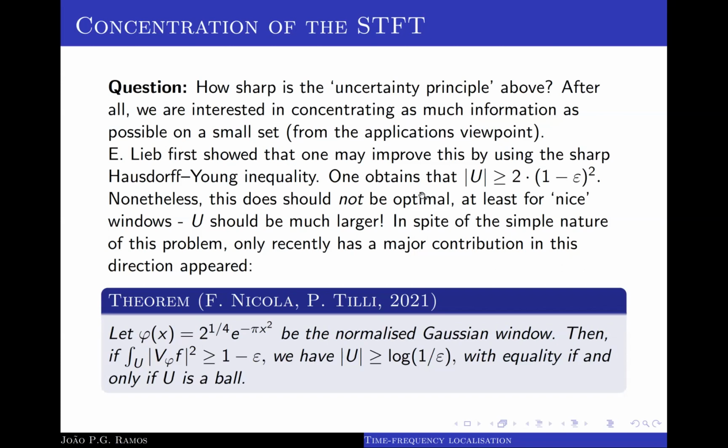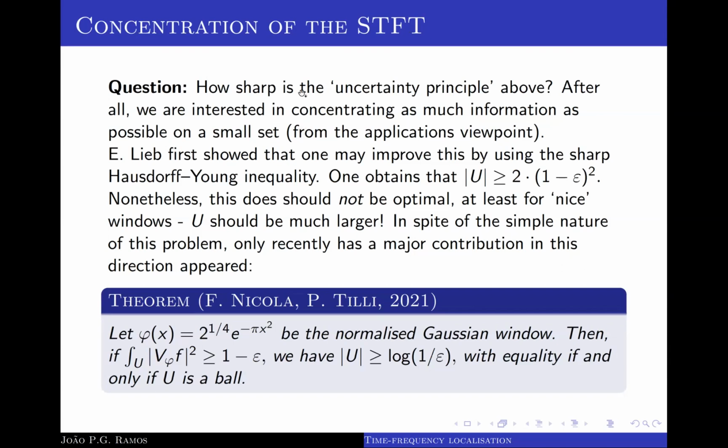Basically, the heuristics are that for any reasonable window, the short time Fourier transform shouldn't allow for absolute concentration or almost absolute concentration on a certain set. It has to have a lot of loss. The first step in this direction of confirming this heuristic was given by Fabio Nicola and Paolo Tilli last year, in a beautiful paper where they analyzed the case of the Gaussian window.